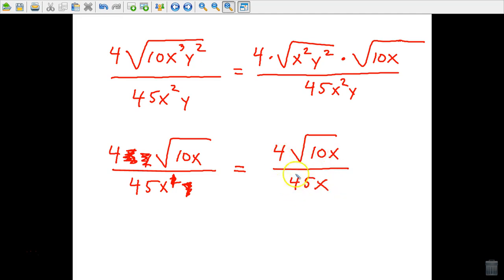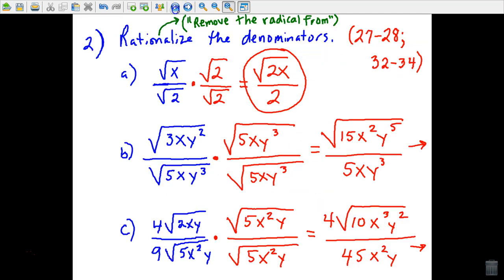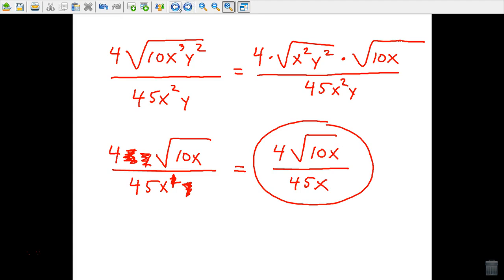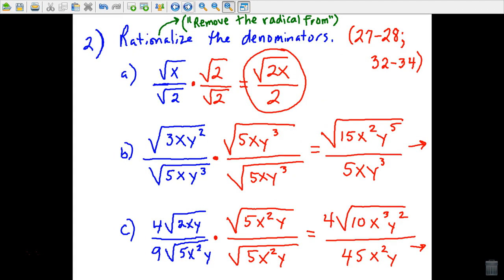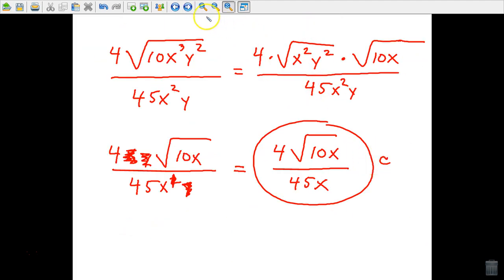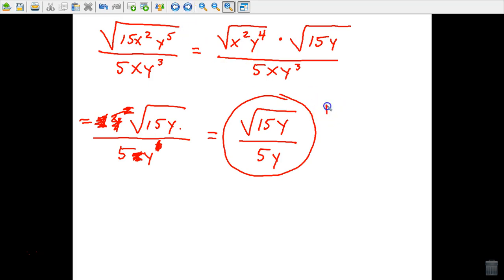Nothing else cancels, and so I'm left with this as my final answer, but I did what I was told to do. We now have a fraction with no radical in the denominator. Okay, so this is my answer to letter C of your notes, and this was the answer for letter B.